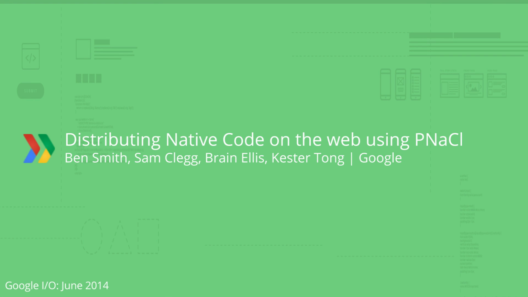This is Ben Smith. We're engineers on the native client team at Google, and we're here today with Kester and Brian to talk about some of the things we've been working on recently to make it easier to bring native code to the web. We're going to split the talk into three parts. First, Ben and I will talk about some of the work we've been doing on the SDK, and then Brian and Kester will each talk about how they've been using native client in their work in other parts of Google.